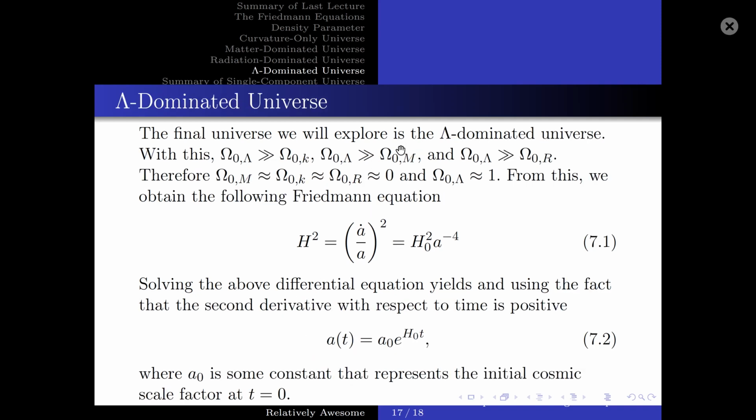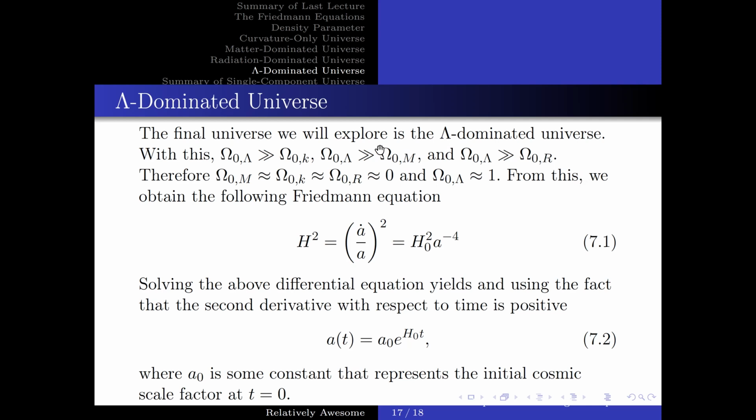The final universe we will explore is the lambda-dominated universe, and this is a little bit different because it's not related to t as a power law, but instead as an exponential. With this, Omega 0,lambda is greater than all other density parameters, such as Omega 0,k, Omega 0,m, and Omega 0,r. Therefore, these other parameters, Omega 0,m, Omega 0,k, and Omega 0,r are set to 0, and Omega 0,lambda is set to 1.